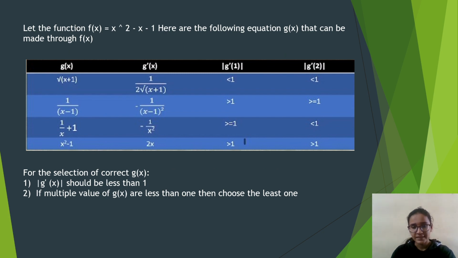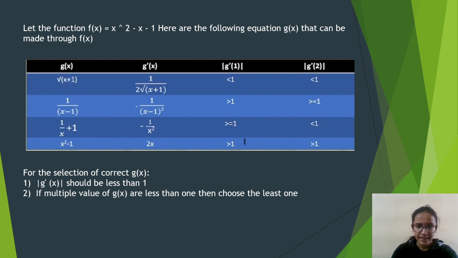So by substituting the values here, the following equation g of x can be made through f of x. We have made the table for the value of f of x, g of x will be this, g dash of x will be this, that is 1 upon 2 root over x plus 1, and so the absolute value of g dash of 1 will be less than 1 and the absolute value of g dash of 2 will be less than 1. So in this we have calculated the values for various points.